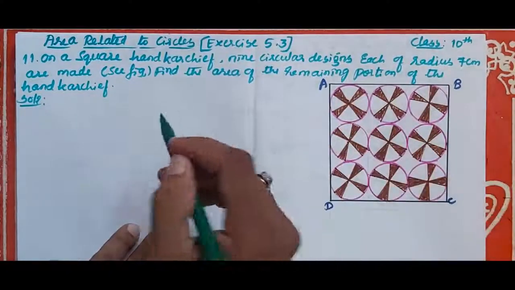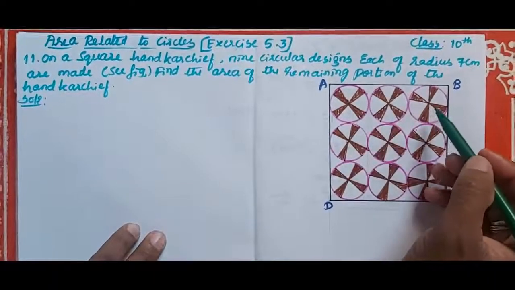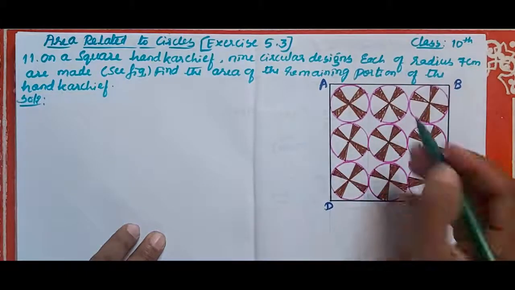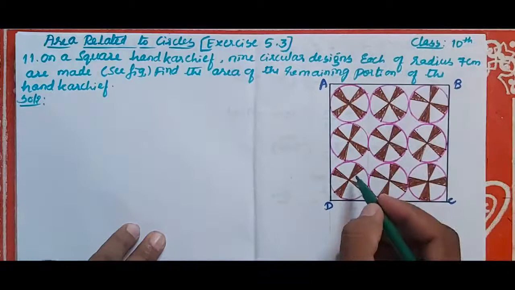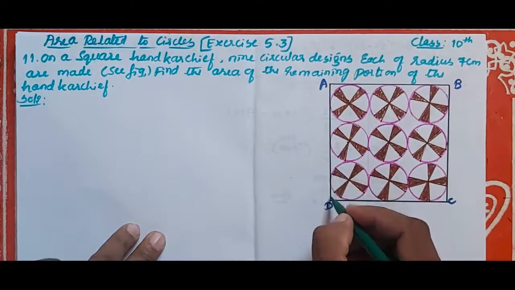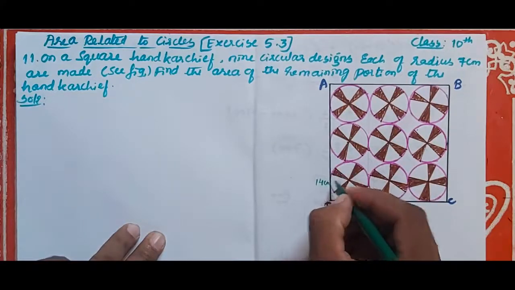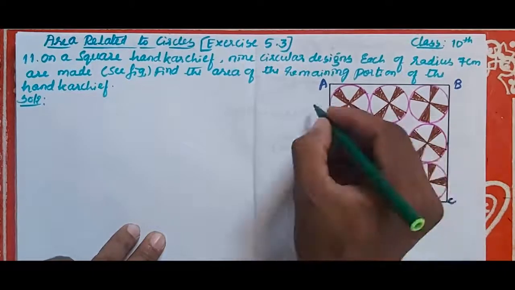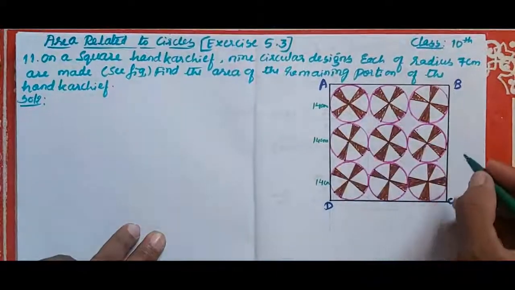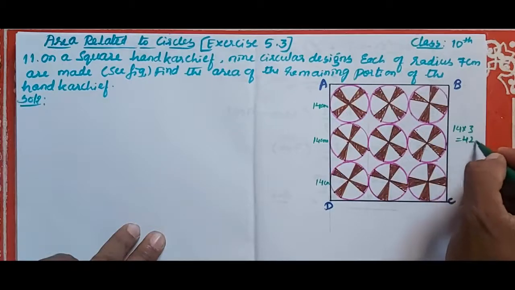So we need to find out the remaining portion of the handkerchief. Here, in total how many circular designs are there? 1, 2, 3, 4, 5, 6, 7, 8, 9 circular designs. For each circle, the radius is how much? 7 centimeter. If each circle's radius is 7 centimeter, the diameter is 14, right? This is also 14 centimeter diameter, here also 14 centimeter diameter. So 14 times 3 is how much here? 14 times 3 is 42 centimeter.